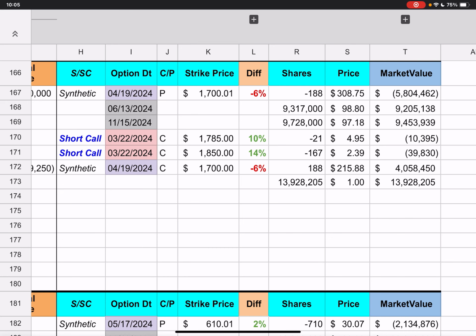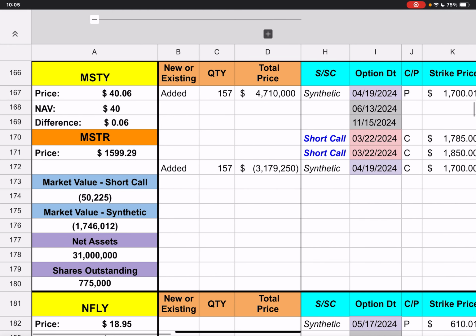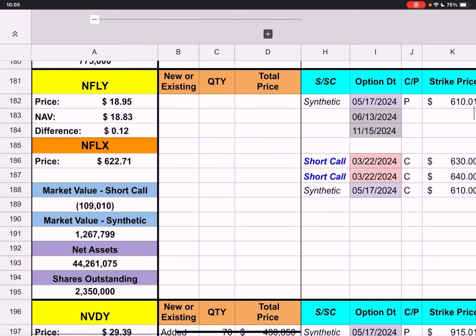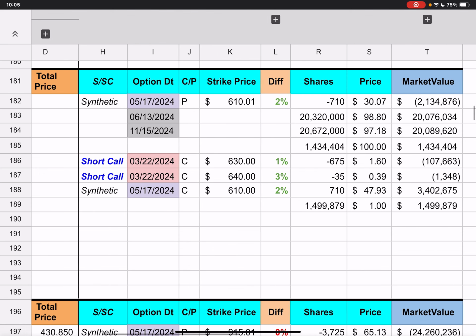And if we move over, we can see we have two short calls that expire tomorrow with strike prices of $17.85 and $18.50. And so we are below those by 10 and 14%. If we go to Netflix, closed at $622.71. We have no trades to go over. We have two short calls that expire tomorrow with strike prices of $6.30 and $6.40. We are currently under the strike prices by 1 and 3%.